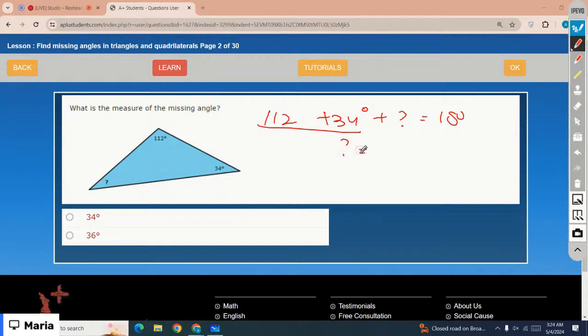So that would be 180 minus 146, right? So simply subtract and that equals 34 degrees. So the missing angle is 34 degrees. Got it?